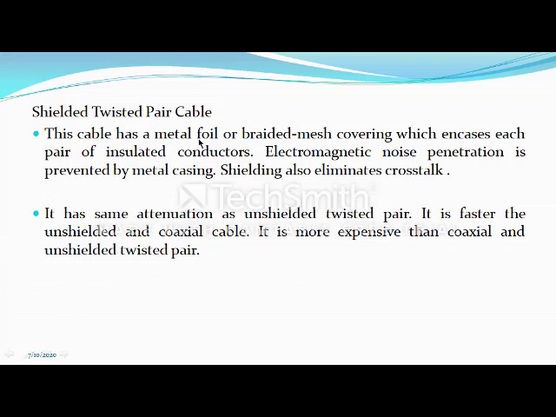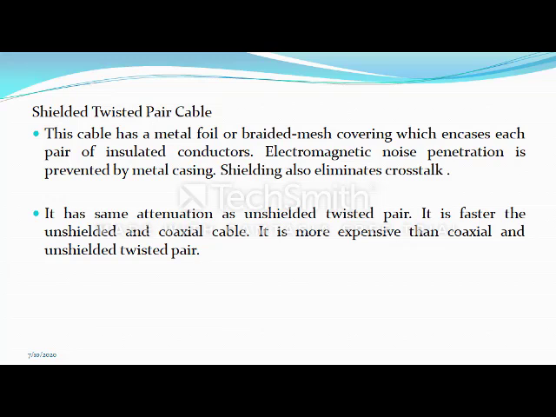This cable has a metal foil or braided mesh covering that encases each pair of insulated conductors. Electromagnetic noise penetration is prevented by the metal casing. Shielding also eliminates crosstalk. It has the same attenuation as unshielded twisted pair, but it is faster than the unshielded and coaxial.